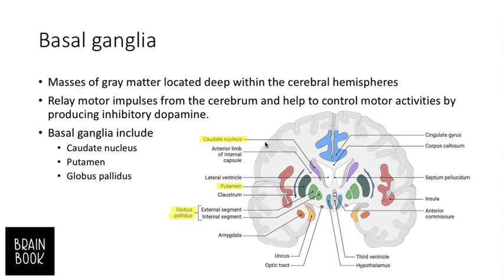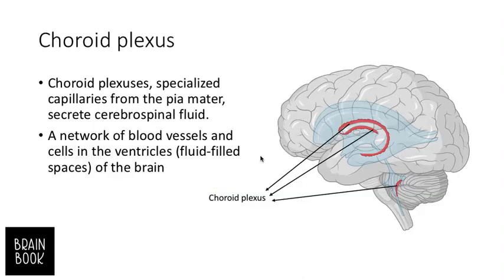And the basal ganglia include the caudate nucleus, which is located here next to the internal capsule, and our putamen, which is highlighted here, and the globus pallidus, that includes the external segment and the internal segment.